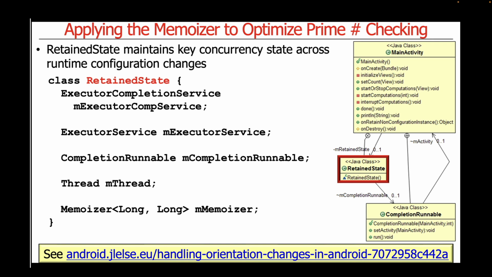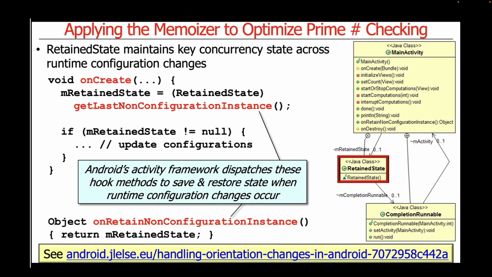So we put all the concurrency-related objects into this class with a bunch of fields. And then we use a very clever hack in Android called getLastNonConfigurationInstance and onRetainNonConfigurationInstance. I won't bore you at the moment with all the details. If you want to read about that, you can read about it here. There are other ways of doing this in Android now, but this is a particularly easy way of doing it, and it works in old versions of Android too.